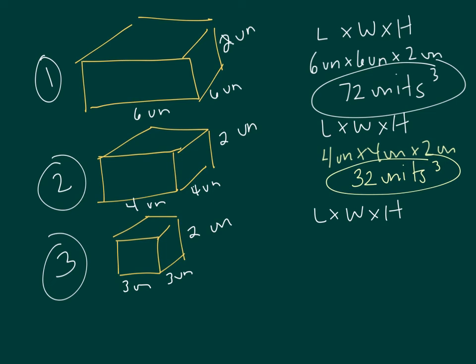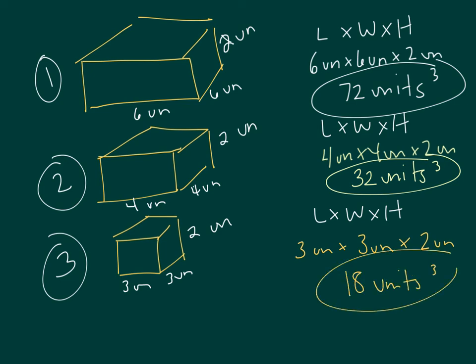And then our last one, I'll use our third color. Our length is 3 units, our width is 3 units, and our height is 2 units. 3 times 3 is 9, times 2 is 18 units cubed. Now I can add these up. 72 plus 32 plus 18. Notice how all my digits are lined up properly.